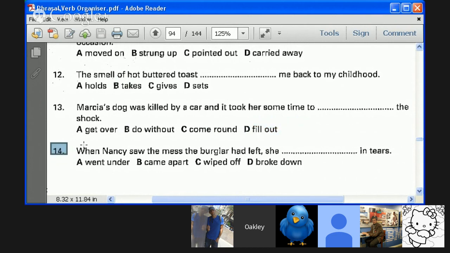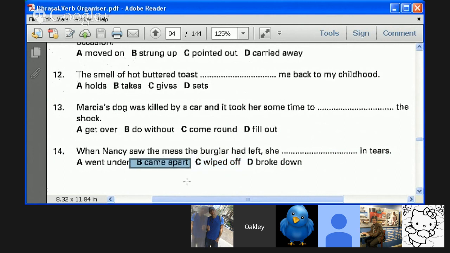Okay, last one here. When Nancy saw the mess the burglar had left, she broke down in tears. Okay, she suddenly started to cry. Not wipe off. Wipe off is very physical. Very physical. There's no abstract. You wipe off the tears. You wipe off your windshield in your car.